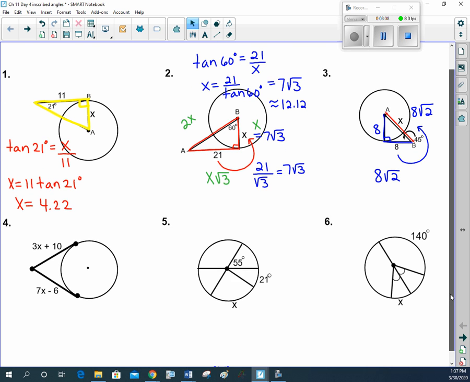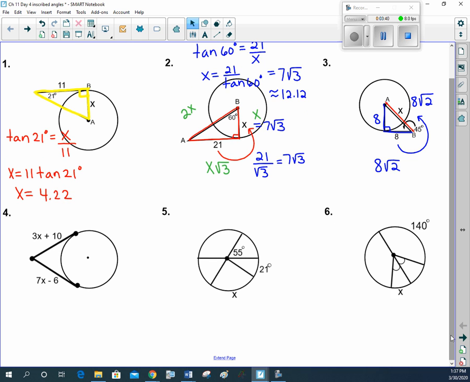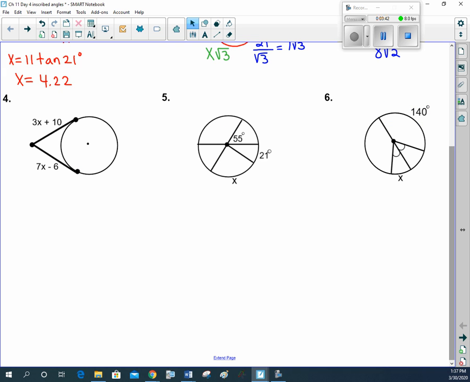All right, these three down here. Remember we had that theorem that said that if you have an exterior point and you have common tangents that go to that point, then these two segments are equal. So 3x plus 10 equals 7x minus 6. We'll do the algebra on that. We get x equals 4.